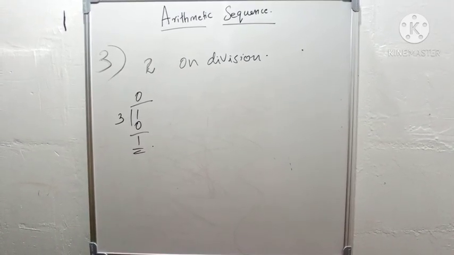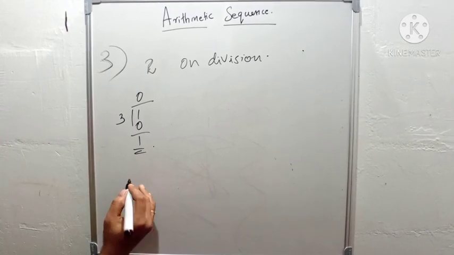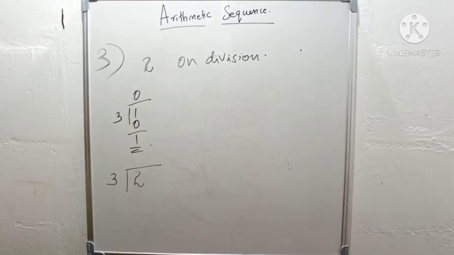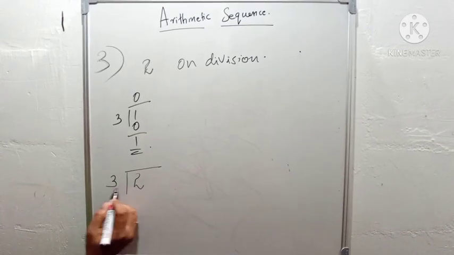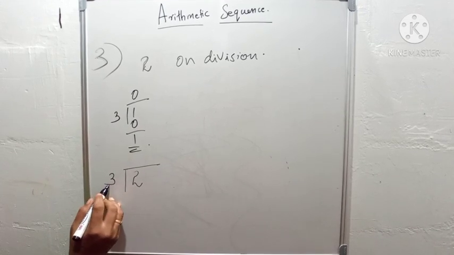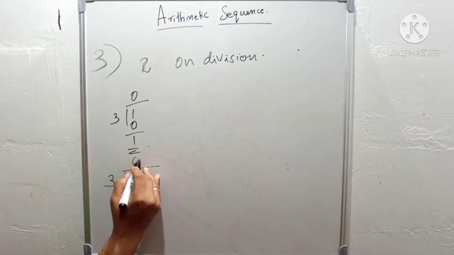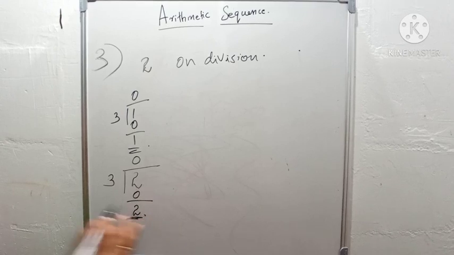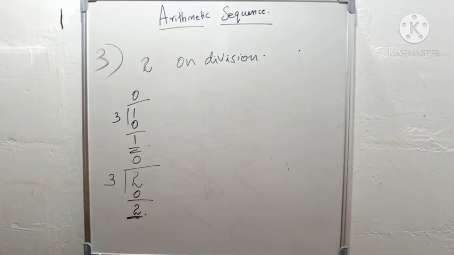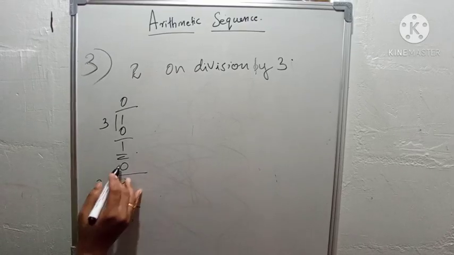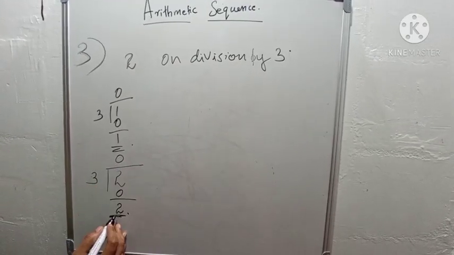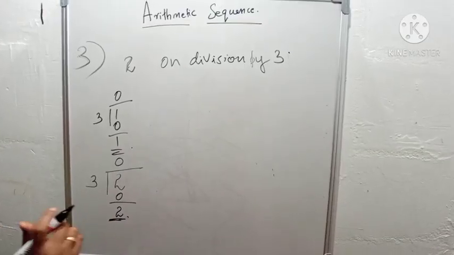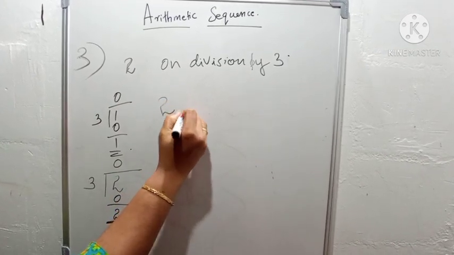Then after 1, which is the next natural number? Yes, 2 is the next natural number. And if we divide 2 by 3, what do we get? How many 3's are there in 2? Yes, 0 times, right? 0 into 3 is equal to 0. Then what is the remainder? Yes, 2 is the remainder. So 2 divided by 3, the answer is 0 and the remainder is 2. Okay, quotient is 0 and remainder is 2. So the first number in our sequence is 2.